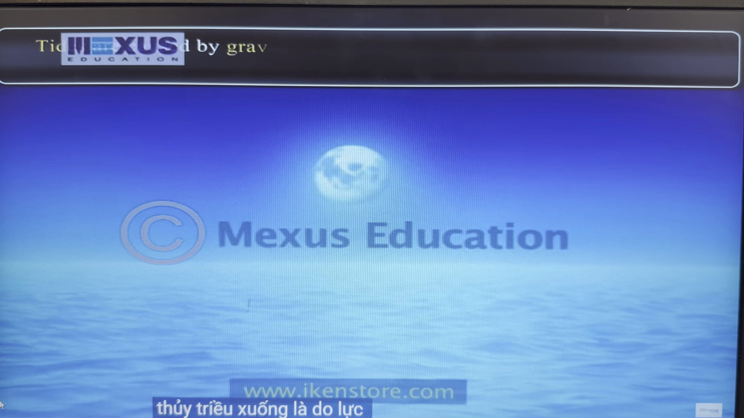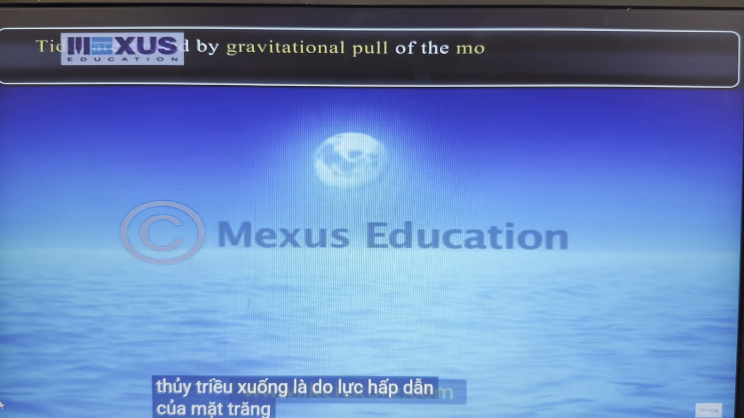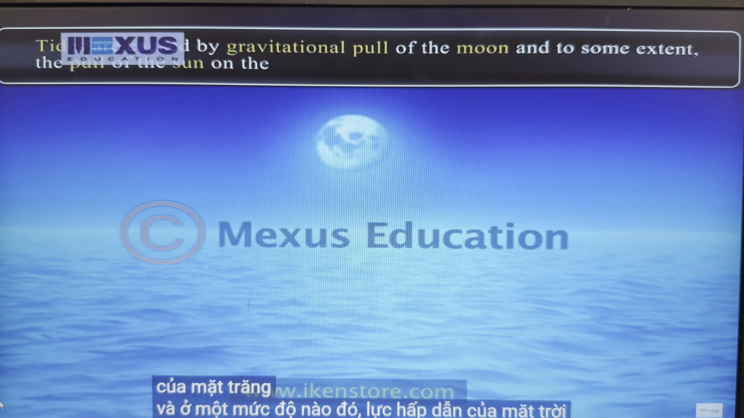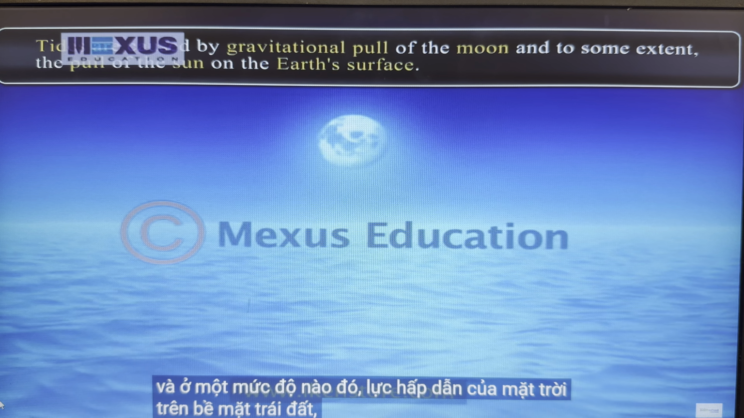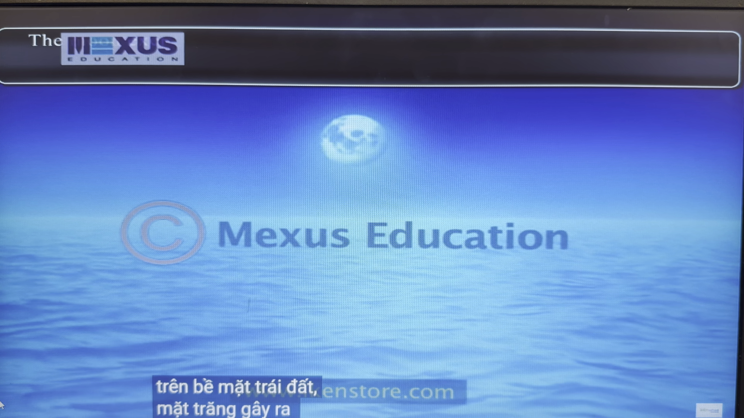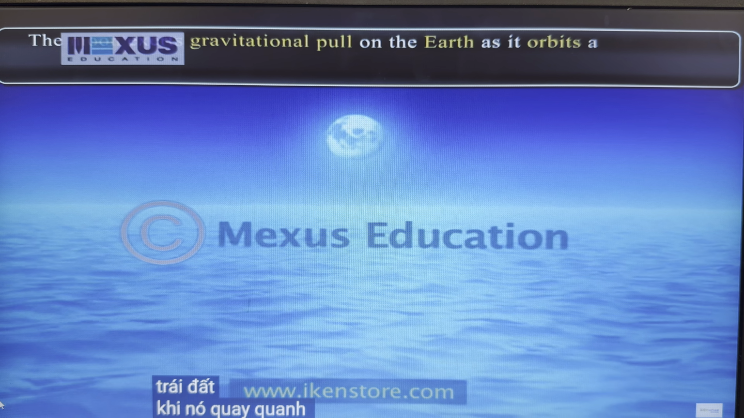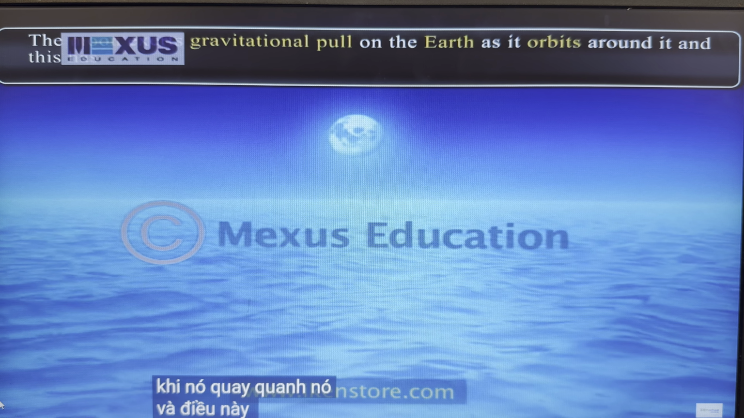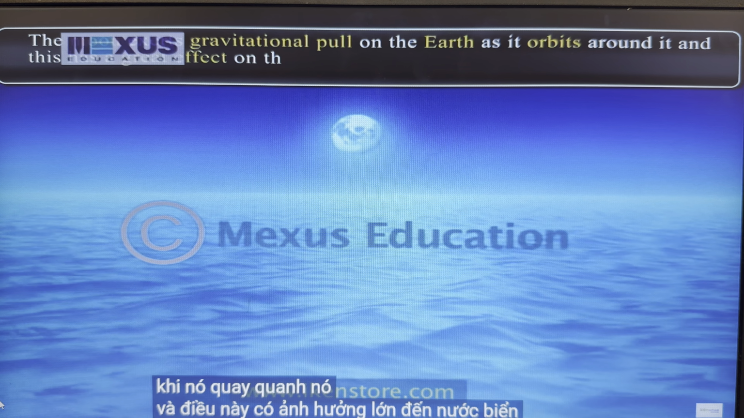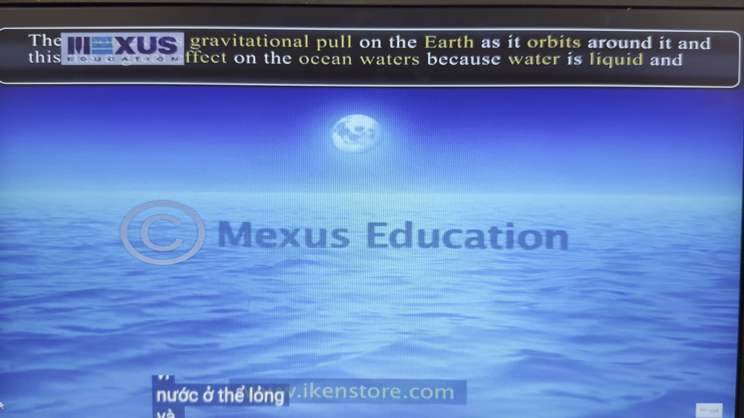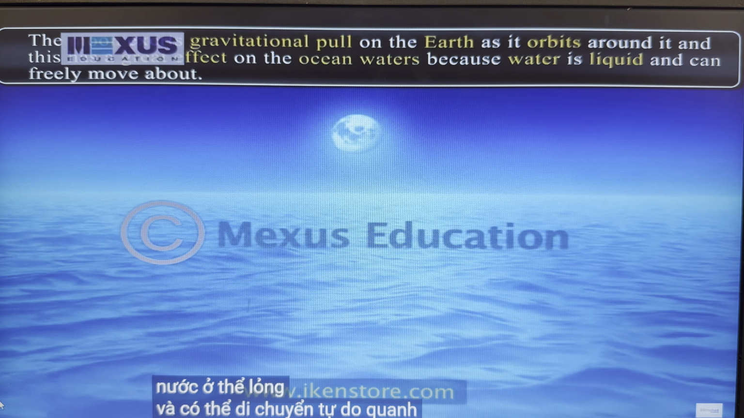Tides are caused by the gravitational pull of the moon and, to some extent, the pull of the sun on the Earth's surface. The moon exerts gravitational pull on the Earth as it orbits around it, and this has a great effect on the ocean waters because water is liquid and can freely move about.